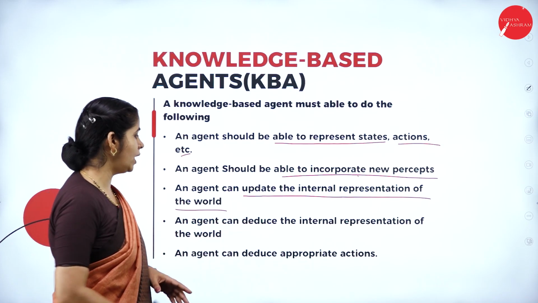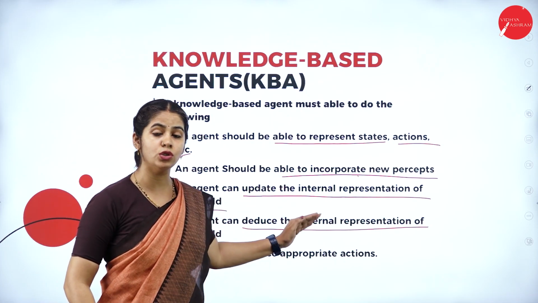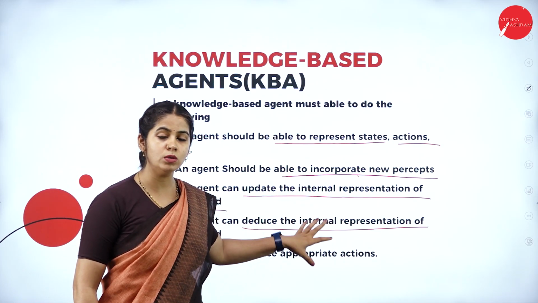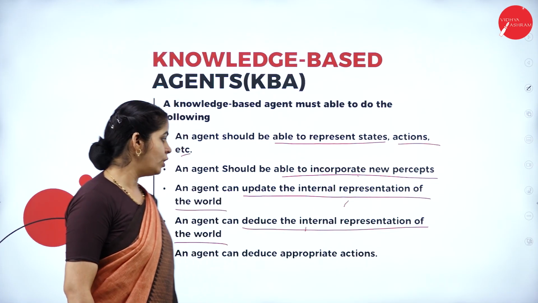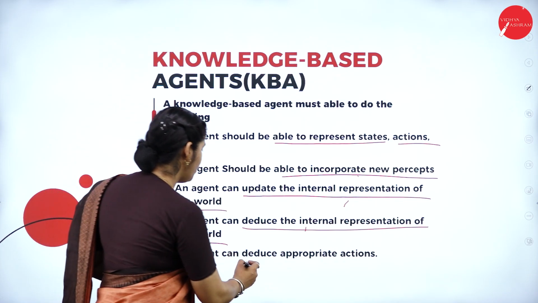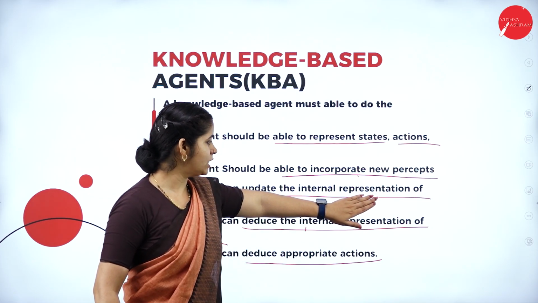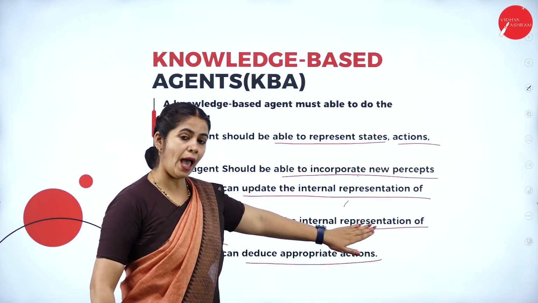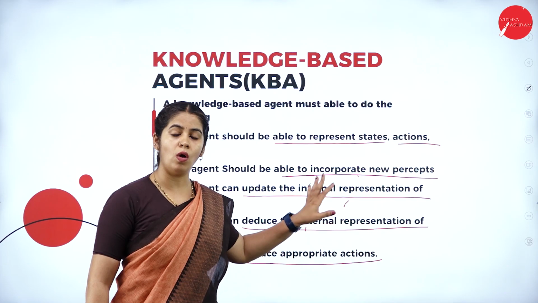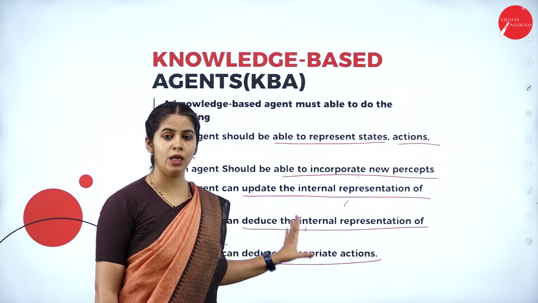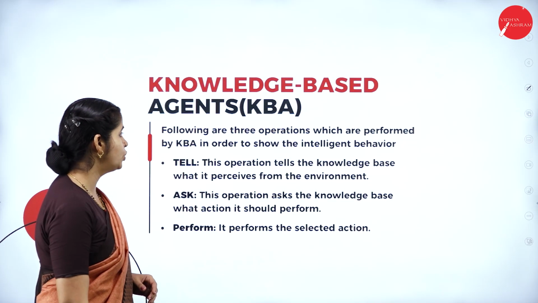And the agent can deduce the internal representation of the world. Once it is updating, he has to make the sentences. He has to deduce the sentences using the inference engine, and form the new sentences to store in the knowledge base. The agent can deduce the appropriate action. He can take the action depending on what inference has been done from the internal representation, and using the knowledge base he is able to take a new action which is not already stored in the knowledge base. So these are all the must-dos of the knowledge base agent.